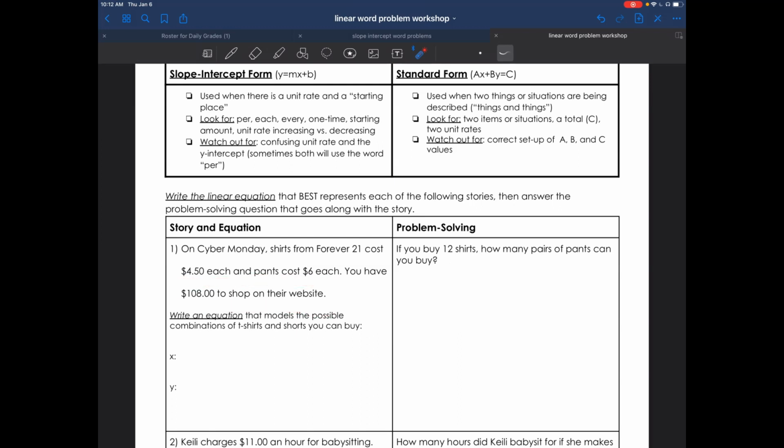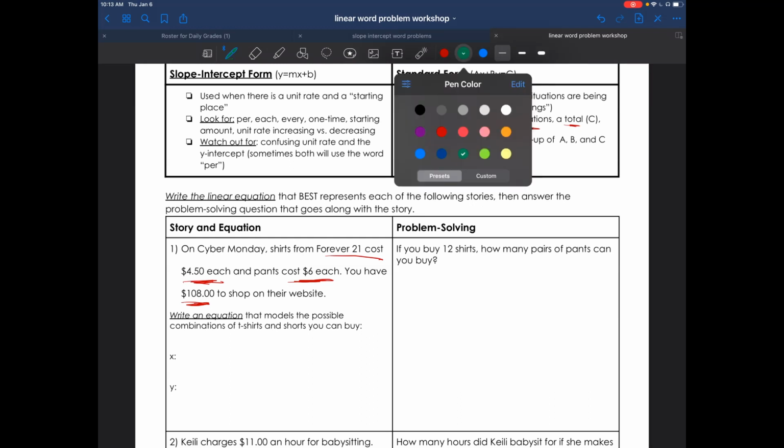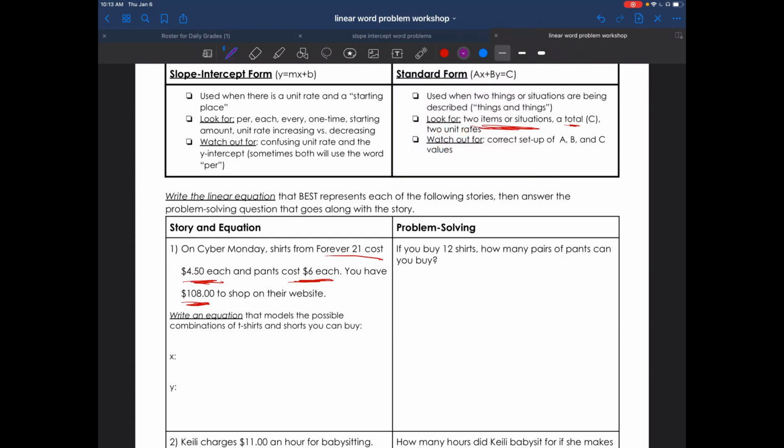So the first thing I want to do is, I have two things here. We have pants and shirts, okay? So here are your pants, here are your shirts. And then we know we have a total of $108. So we have two items, two situations, and a total, okay? That is an indication of standard form, all right? So in this case, first of all, I want to identify what my X is. I'm going to say we'll call the X my shirts.